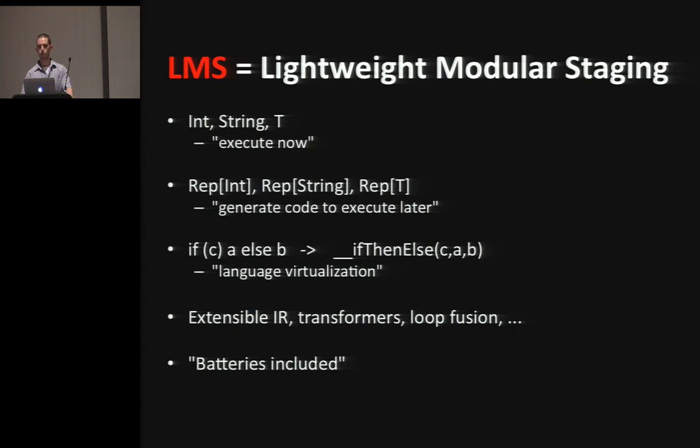The idea is that we can use the Scala type system to define which expressions are evaluated at generation time and which expressions end up in code that we generate and then execute later. So the basic idea is, if I have a regular Scala type like int, string, or in general T, that denotes an expression that is executed now. There's nothing special about it.